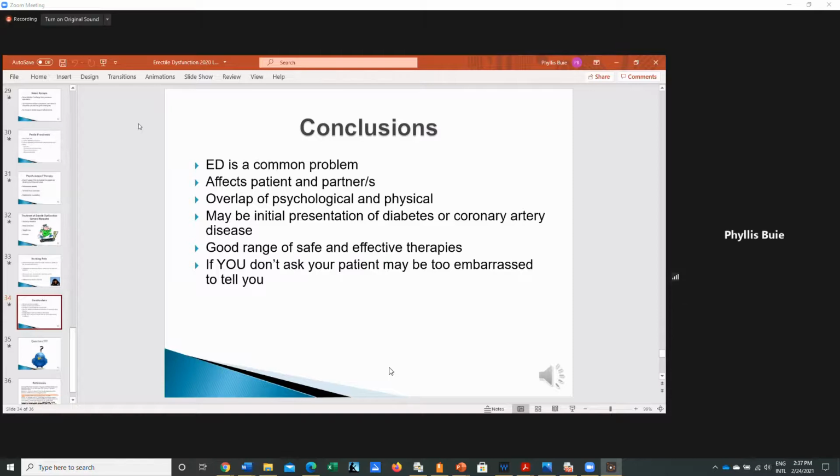And if you don't ask, your patient is probably going to be too embarrassed to just outwardly tell you, I'm having a problem with this. So it's important that we, as healthcare providers, explore these options.